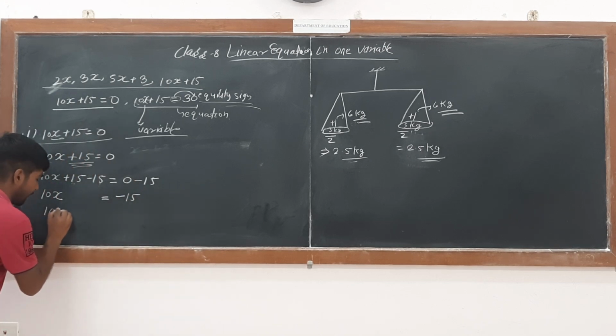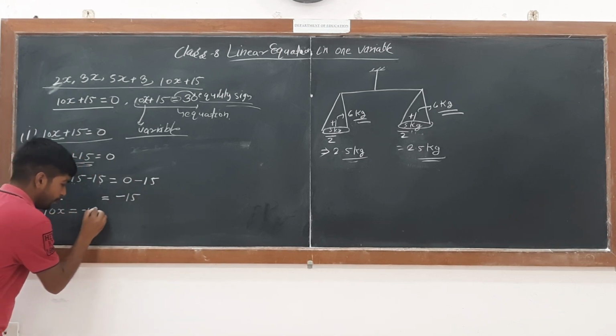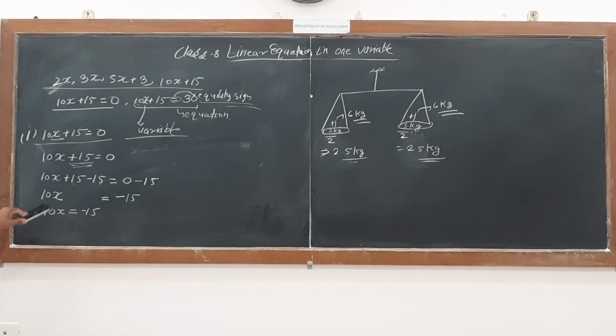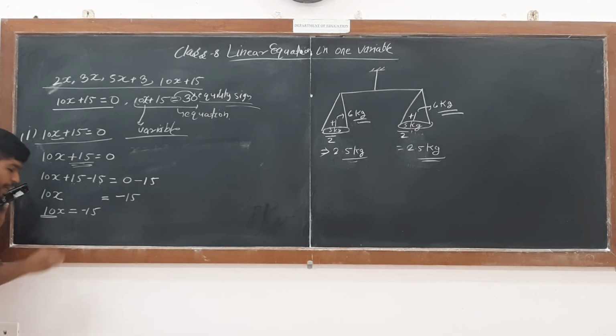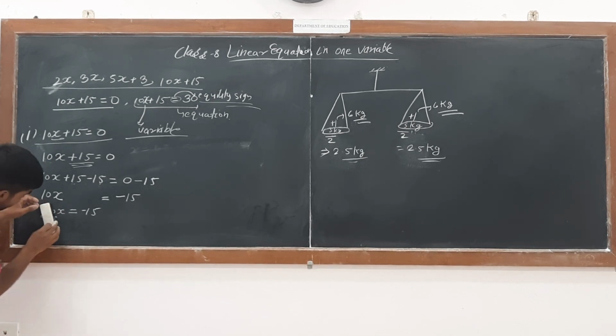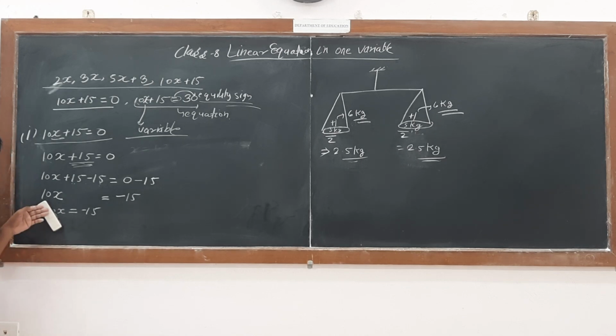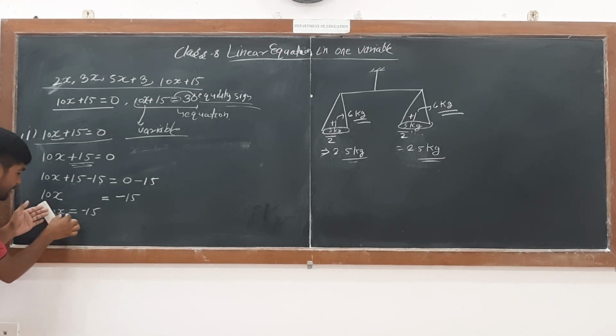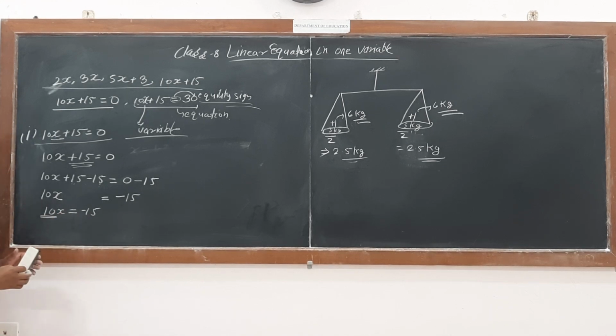So if I write it here, 10x is equal to minus 15, this is what we are having now. Here I have 10 into x, 10 is multiplied with x. If I remove 10 here, I will be having only x. It will be best to have only x. So if I want to remove it, how can I do that?